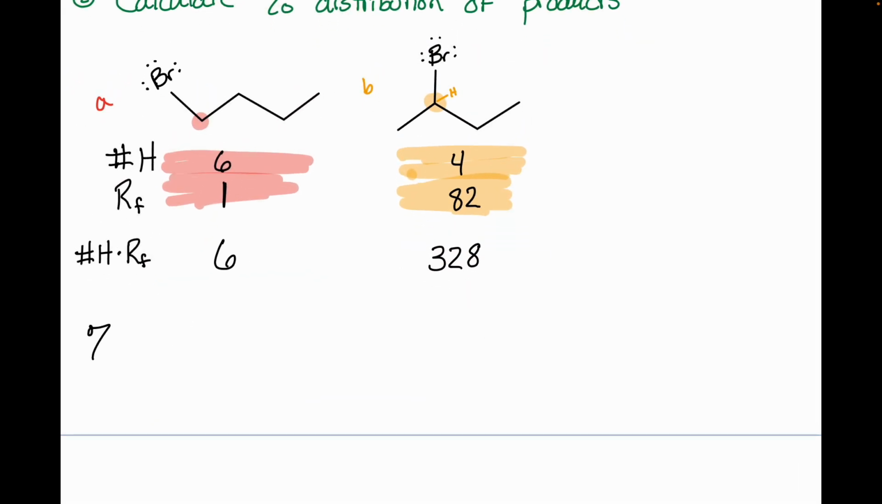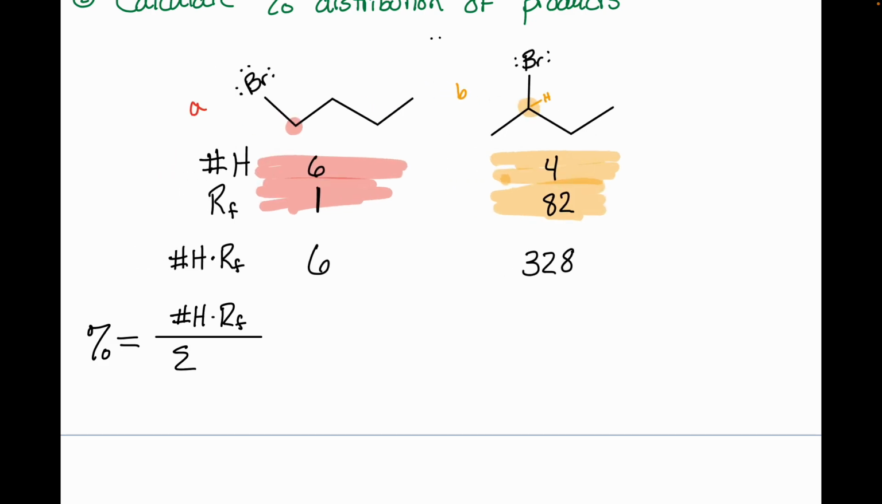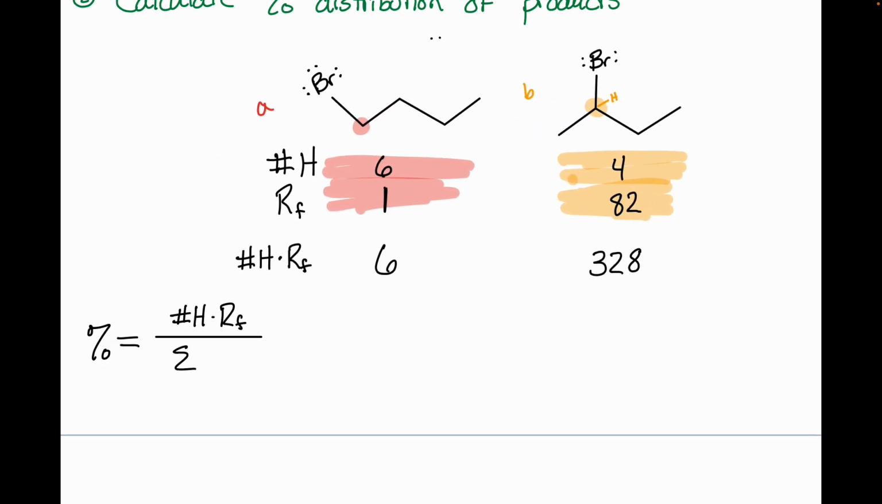So then in order to get my percent distribution here, I'm going to take my number of hydrogens times the reactivity factor and divide it by the sum of everybody here. So my 6 plus my 328. Let me see if I can squeeze this in. Times 100, my bad. Percents.